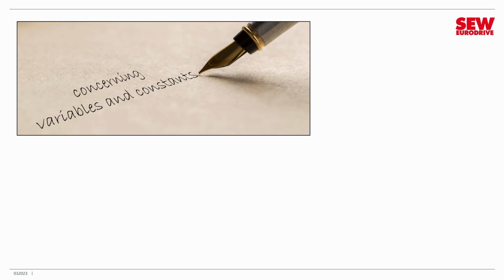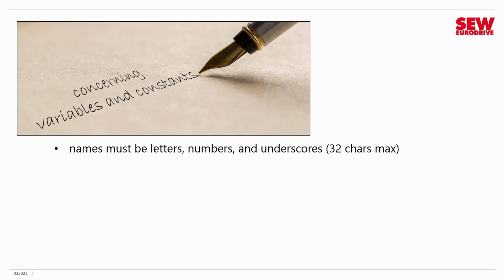Now, some miscellaneous information about variables and constants. Variable names and constant names must be letters, numbers, and underscores. No other characters are allowed, so you can't use anything but letters, numbers, and you can use underscores in place of spaces. 32 characters max is the longest a variable or a constant name can be.